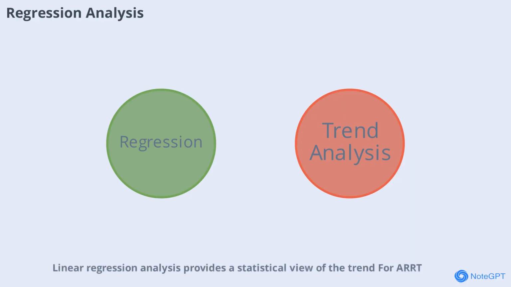Linear regression analysis provides a statistical view of the trend. For ARRT, the slope is slightly negative at minus 0.0016, and the predicted price is 0.53, higher than the current price. The R-squared value is very low at 0.0037, indicating a weak fit. This suggests that recent price movements have been erratic and not well explained by a simple trend line.